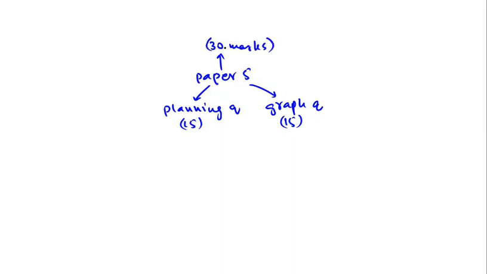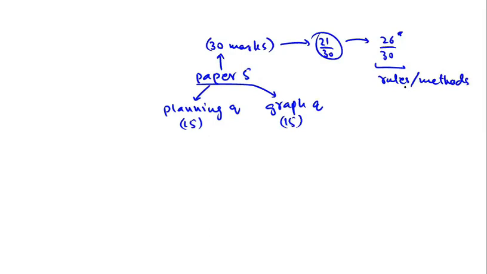Now, the average grade threshold for an A grade in Paper 5 is 21. And you can always score 21 marks very easily. Actually, you can always score 26 out of 30 in Paper 5. But to do that, you'll have to learn some rules, methods, and some tips. So, in this 5 lesson crash course, I'll be teaching you all the rules, methods, formulas, and tips that cover both questions of Paper 5, the planning question and the graph question, right?